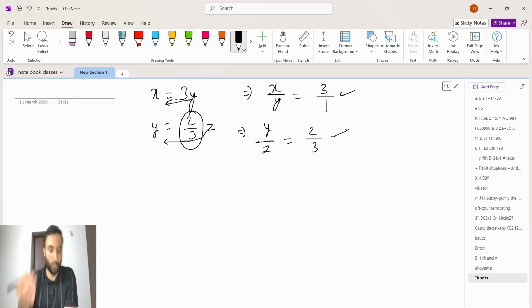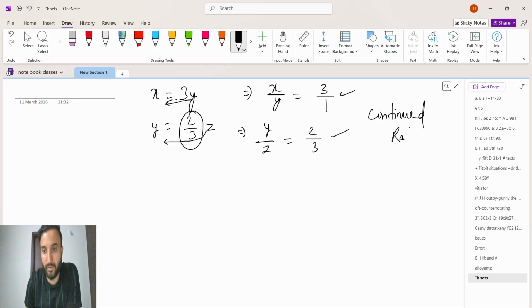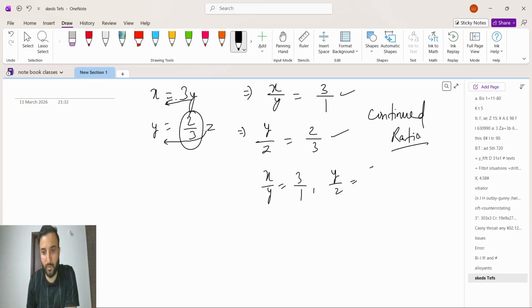Now what will we do? Yes, we will do a continued ratio. Already we did continued ratio in many problems before, so the same we will do. X by Y equals 3 by 1, Y by Z equals 2 by 3. Then we will find the value of X, Y, Z by continued ratio.